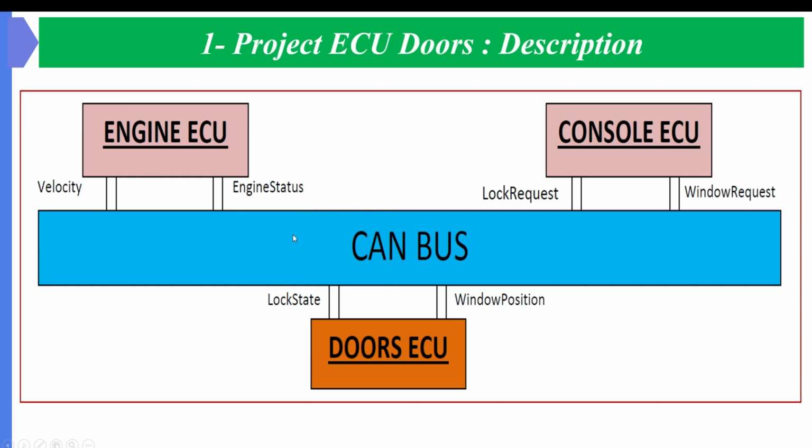Okay. If you work on a big project, you can have many ECUs. Also, you can have some sensors. Some sensors can send information, and your ECU will use this information as an input. You can also have actuators. It depends on the project, but our project is simple. We have three ECUs.